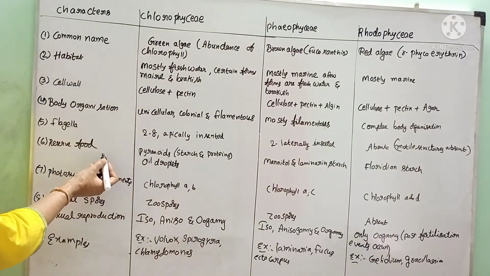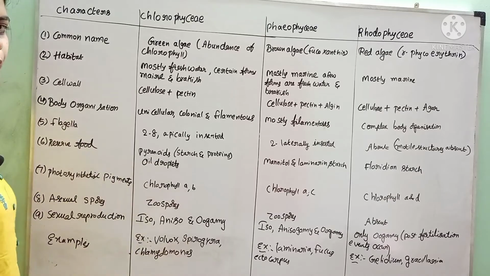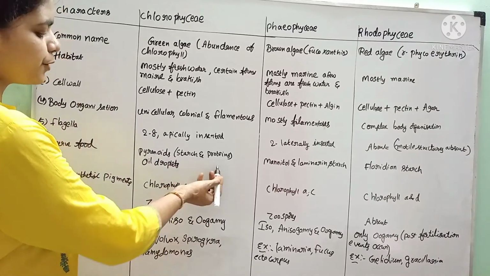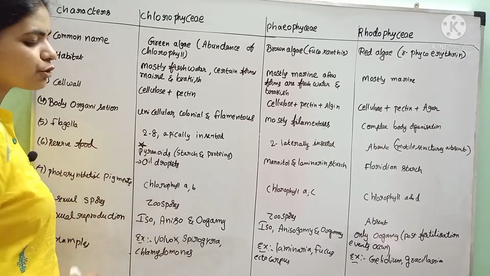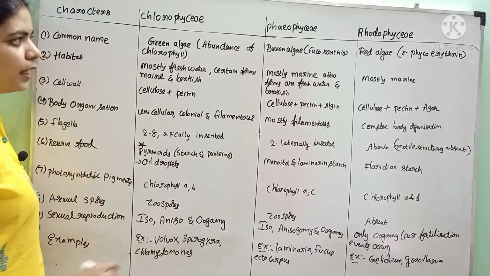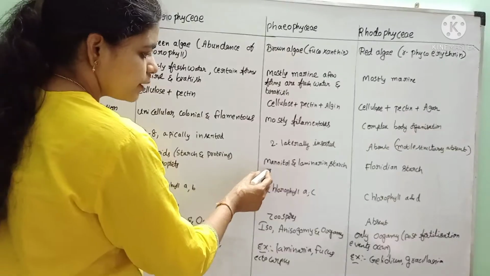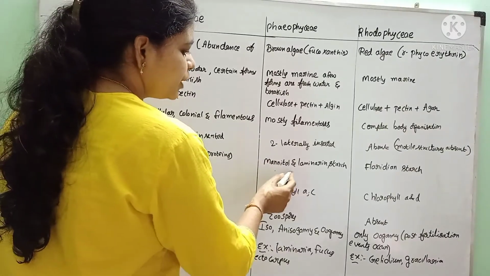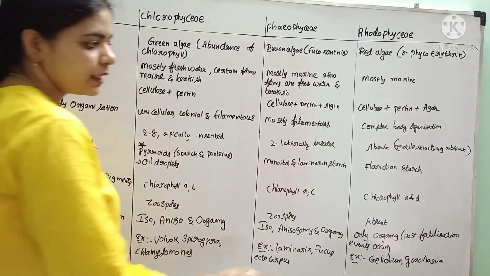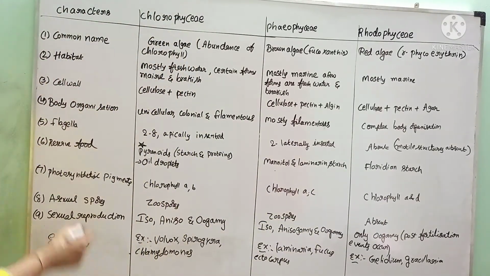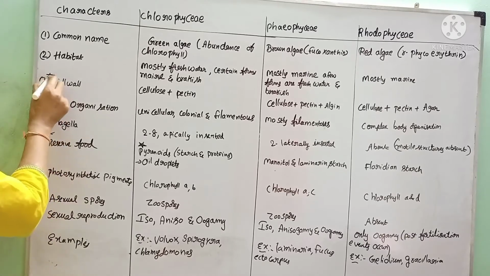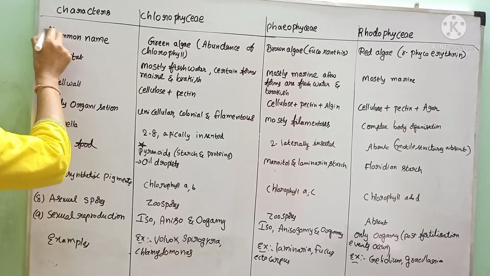And for reserve food material, Chlorophyceae store the excess food material in the form of starch and protein, which is called pyrenoids, and some members may store oil droplets also. In Phaeophyceae the reserve food material is stored in the form of mannitol and laminarin starch, and in Rhodophyceae floridean starch is the reserve food material. This is very important. Reserve food material is important, and the cell wall also, and the common names.